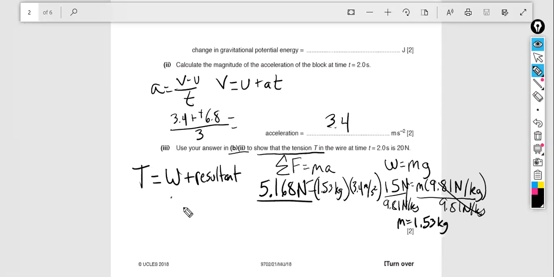So the weight was 15 newtons. The resultant was 5.2 newtons. And that is indeed about 20 newtons. So it checks out. All right. The tension is providing both the force required to match the weight plus the resultant force causing it to accelerate.